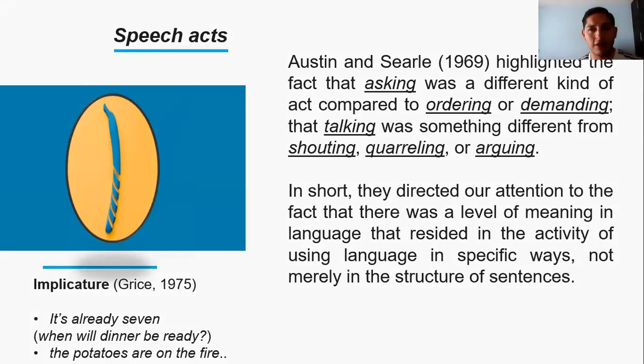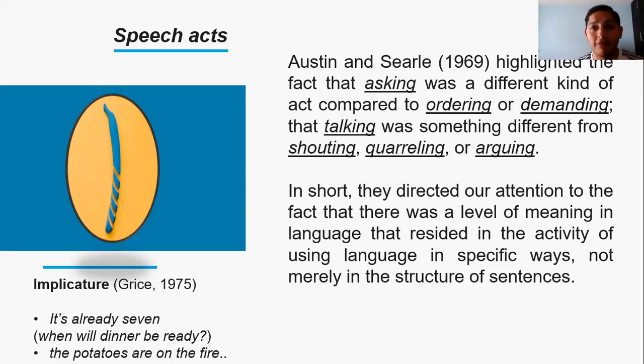Well, as I told you in the first slide, speech acts was coined to refer to different kinds of meanings, okay? Performance, such as asking, which is totally different than ordering or demanding, and talking was something different from shouting, quarreling, or arguing. So meanings vary, and Austin and Searle highlighted those differences.